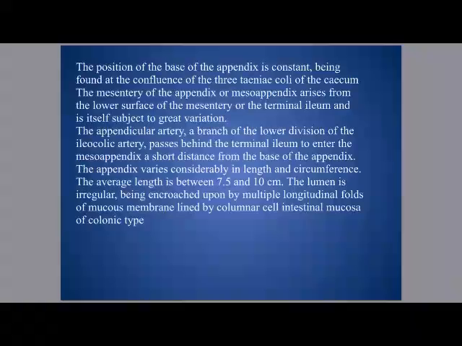The appendicular artery has a special character in that it is an end artery. So once it is thrombosed or obstructed, the appendix will undergo ischemia and subsequent necrosis. The appendix varies considerably in length and circumference. The average length of a normal appendix is about 7.5 to 10 centimeters. The lumen is irregular, being encroached upon by multiple longitudinal folds of mucous membrane, and the lining epithelium is just like that of the colon, columnar cell types of intestinal mucosa. The lumen of the appendix can admit a matchstick.